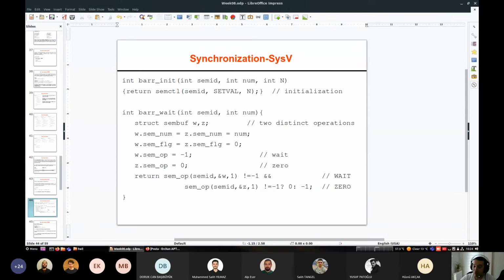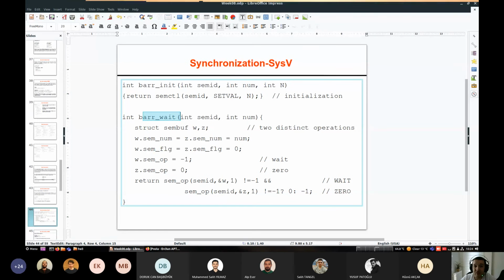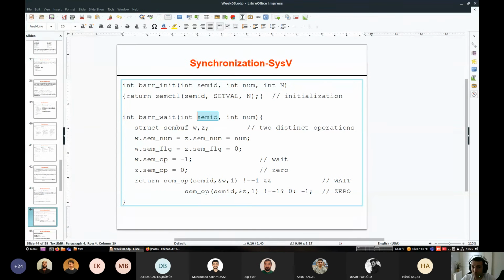So this is an example of how to do it with System 5. You can have a function called barrier wait, for instance. So this is the identifier for the set of semaphores, and num is the number of workers that are involved.